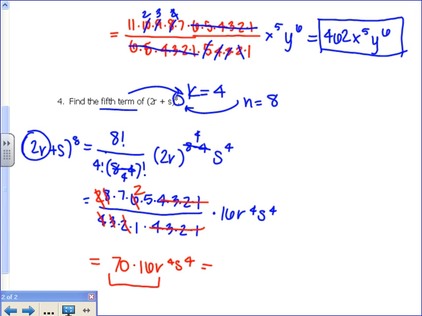Last step, I'm going to multiply these two numbers together. 70 times 16 is going to give me 1120, r to the 4th, s to the 4th. And there is my solution.